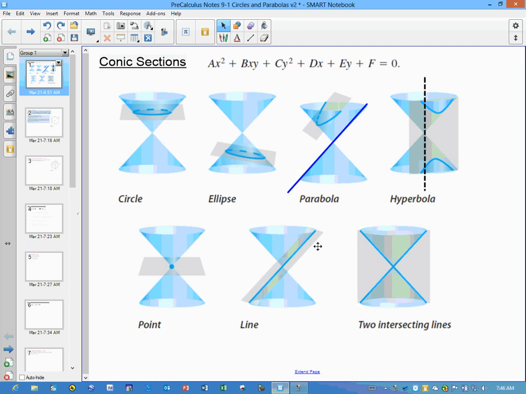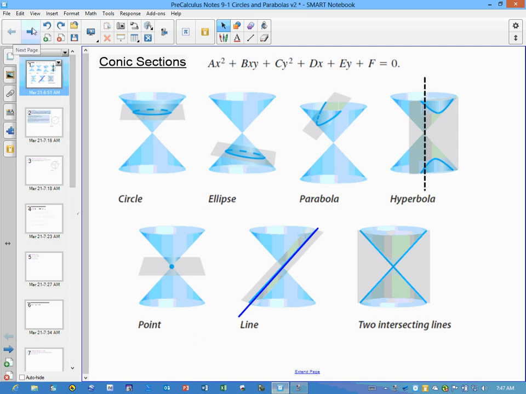Likewise, a line is anytime the plane actually contains a generator. So if you have the plane going right at the angle where it contains that line, then the cross-section will be that line. And in this case, where we had the plane parallel to the axis, but not touching it, if we actually back this plane up until it includes the axis, then that's how you would get a pair of intersecting lines. So these three aren't typically thought of as conic sections, but they actually are conic sections.